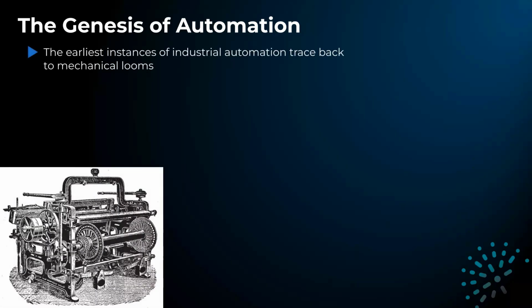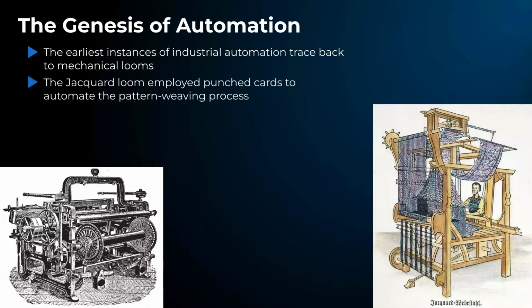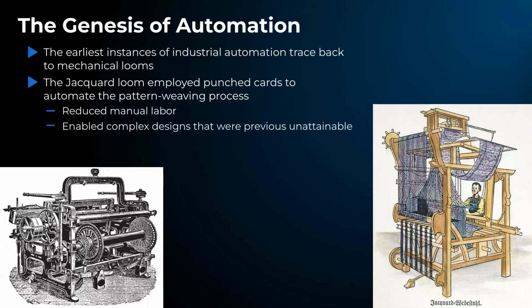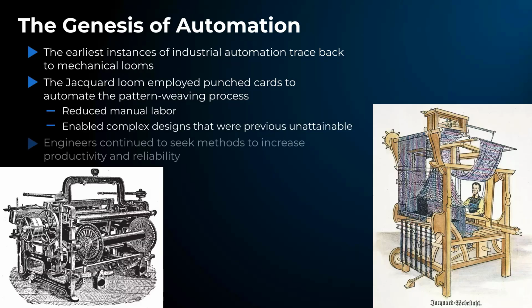The earliest instances of industrial automation trace back to the mechanical looms of the 18th century. The most notable of these was the Jacquard loom, invented by Joseph Marie Jacquard in 1801, which employed punched cards to automate the pattern weaving process. This innovation not only reduced manual labor, but also enabled complex designs that were previously unattainable.